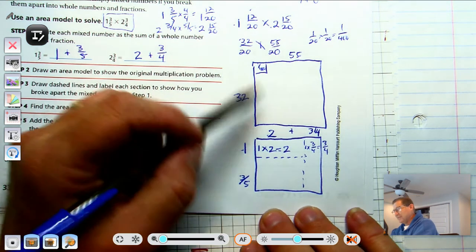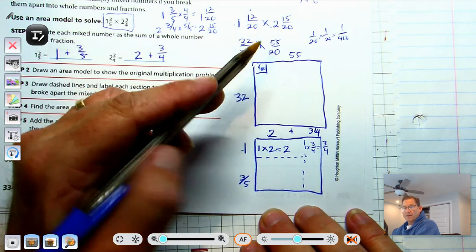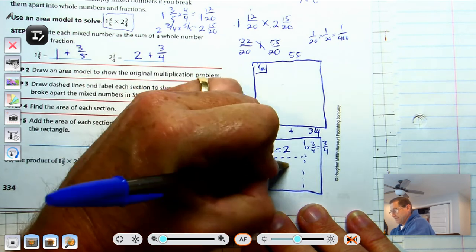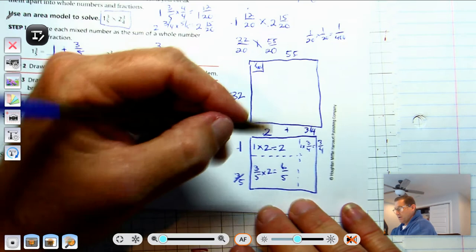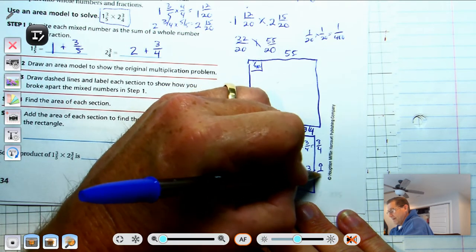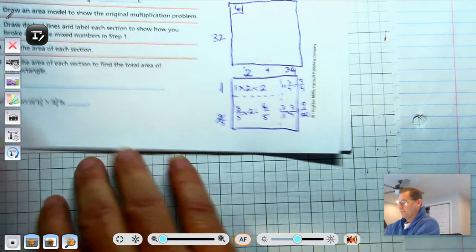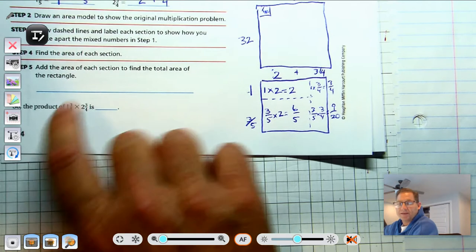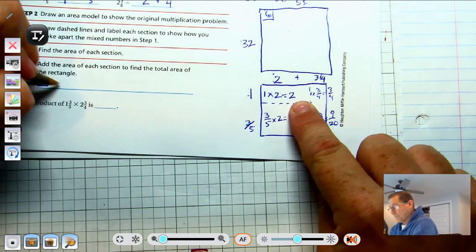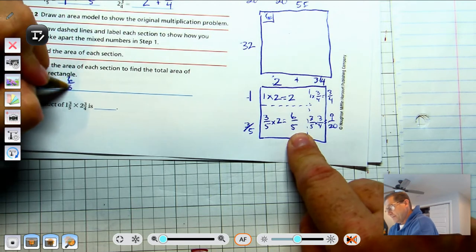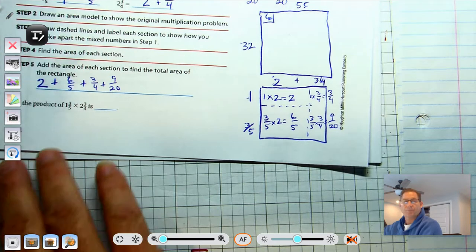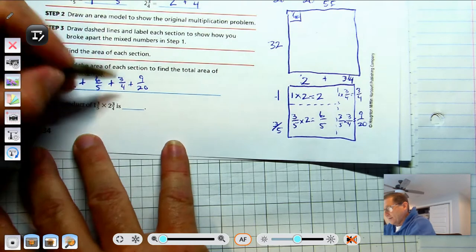So far that seems a little easier than what we were doing here. Now we go 3/5 times 2, which is 6/5. And we finish by multiplying 3/5 times 3/4, which is 9/20. Now all we have to do is add the area of each of the smaller sections. We have one that's 2, one that's 6/5, one that's 3/4, and one that's 9/20. All right, let's find common denominators.